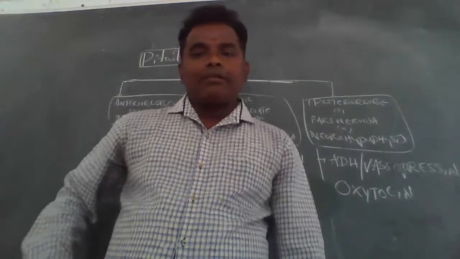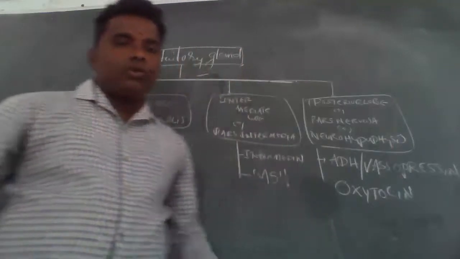Adiba, tell me fast. Yes, sir. The pituitary gland has two parts: first, Rathke's pouch, and second, the infundibulum. And Rathke's pouch has two parts, that is the adenohypophysis and the intermediate lobe. The adenohypophysis is called the anterior lobe, and the intermediate lobe is also called the middle lobe.